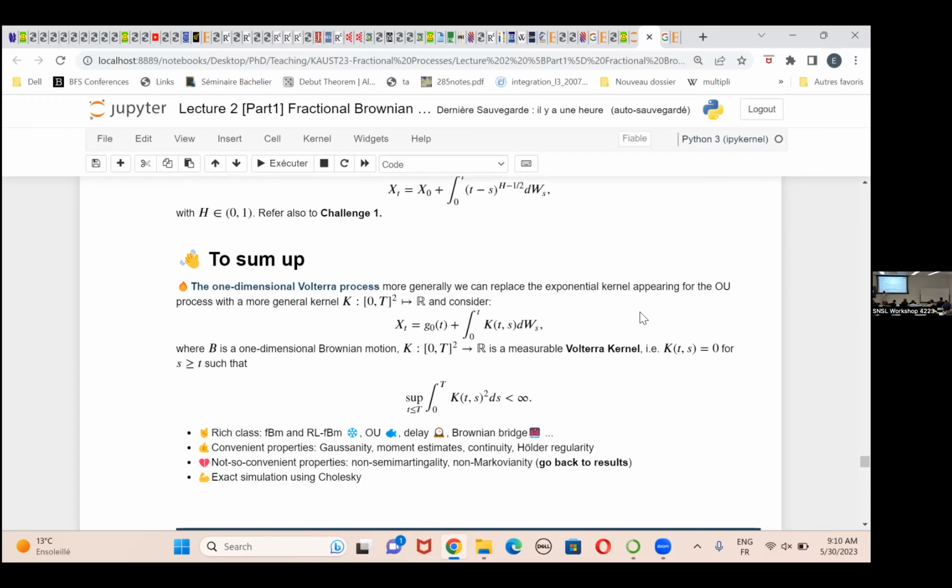Already with a simple object, you can include some fractional processes. You have, of course, the Ornstein-Uhlenbeck process. You can include some delays, Brownian bridge, and so on. We have exact simulation using Cholesky. It's slow and very specific to the Gaussian case. But after the break, we'll look at a more efficient method. And as you'll see, by developing this method, you'll gain some insights, both theoretical and practical, on fractional Brownian motion. So it will help both from the modeling and theoretical points of view.